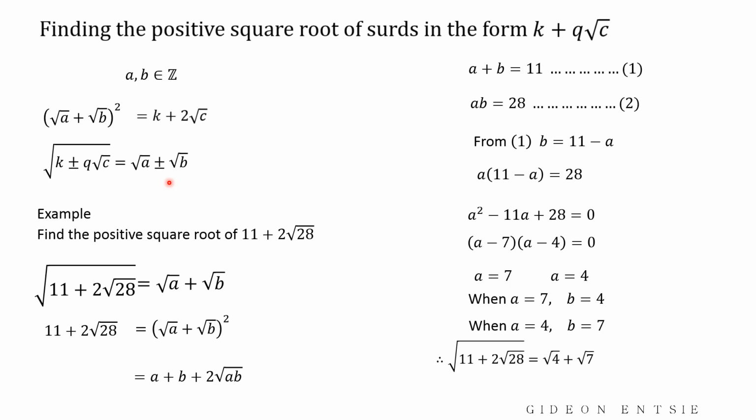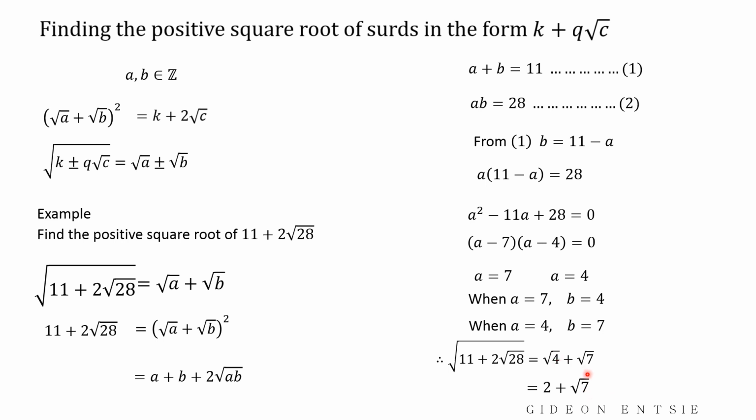Therefore, our positive square root of 11 plus 2 square root of 28 becomes square root of 4 plus square root of 7. Now, simplifying further, we have 2 plus square root of 7. Square root of 4 is 2. Square root of 7 is a surd, so we leave it.